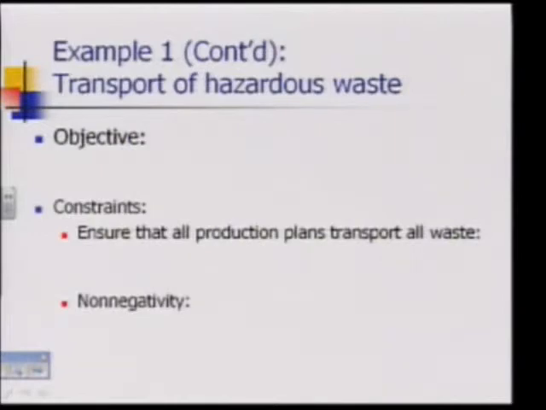Write down the objective function, and then what? Write down the constraints. And the constraints include that you want to ensure all production plants transport all the waste, right? For each production plant, you don't want to leave any waste unprocessed. And non-negativity means what? You cannot assign something negative from a production plant; the load has to be non-negative. Okay? And this part, is it clear?